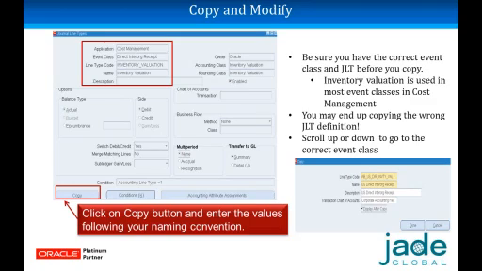Then click on the copy button. A small window will appear where you will enter the values for your custom JLT. Follow your naming convention here. Here we have used the same naming convention for the other components: company initials, country code, and then line type code.